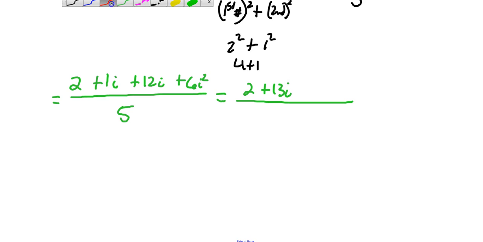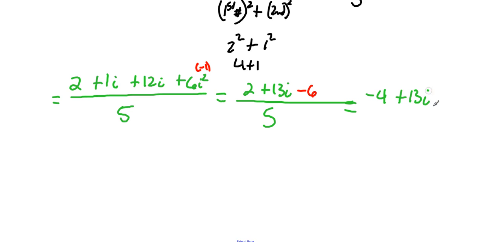And again, with the i squared, we have to take i squared out and replace it with negative 1. So if we do 6 times negative 1, that part is really negative 6. And 2 minus 6 would make that negative 4 plus 13i. And that's over 5.